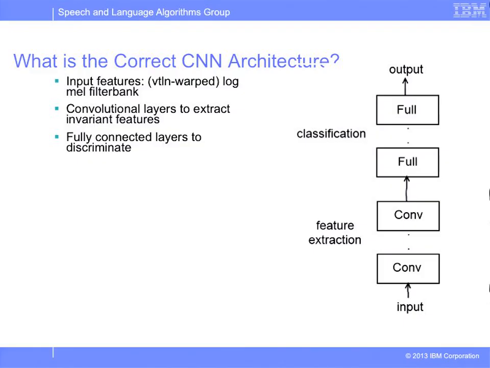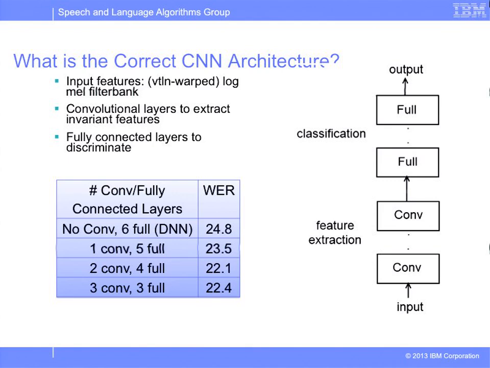The question is how many convolutional layers do we want, and how many fully connected layers do we want? We've visually seen this. I haven't shown the plots, but basically the convolutional layers are doing some sort of speaker adaptation. They're extracting invariant features, and the fully connected layers are doing the discrimination. So we did an experiment on broadcast news. The input features here are all log mel filter bank coefficients. You can see that the optimal number is roughly 2 convolutional layers and 4 fully connected layers. You can also see that for the same input feature, the CNN is much better than the DNN.